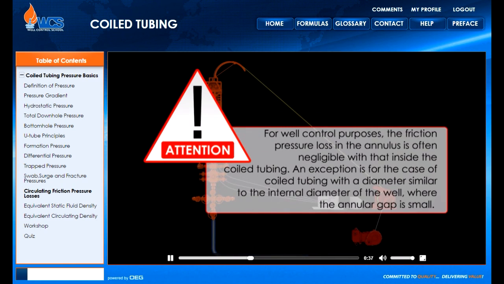For well control purposes, the friction pressure loss in the annulus is often negligible when compared with that inside the coiled tubing. An exception is for the case of coiled tubing with a diameter similar to the internal diameter of the well, where the annular gap is small.